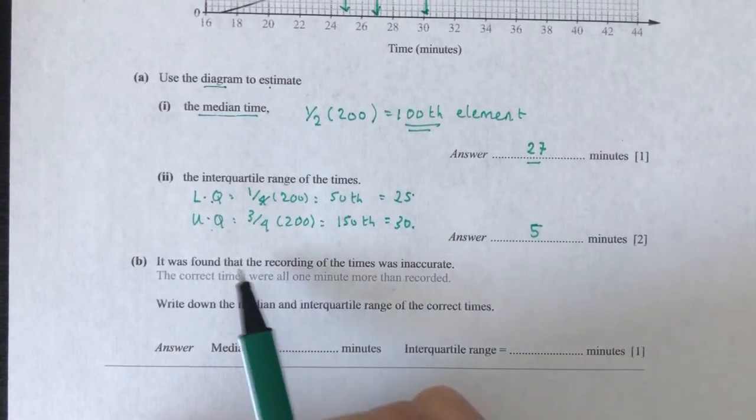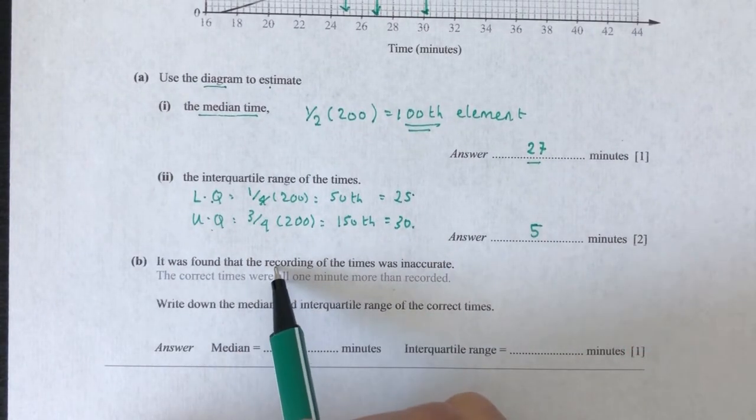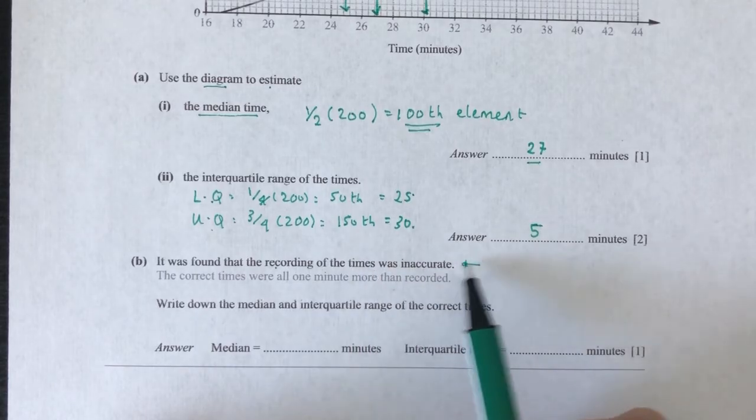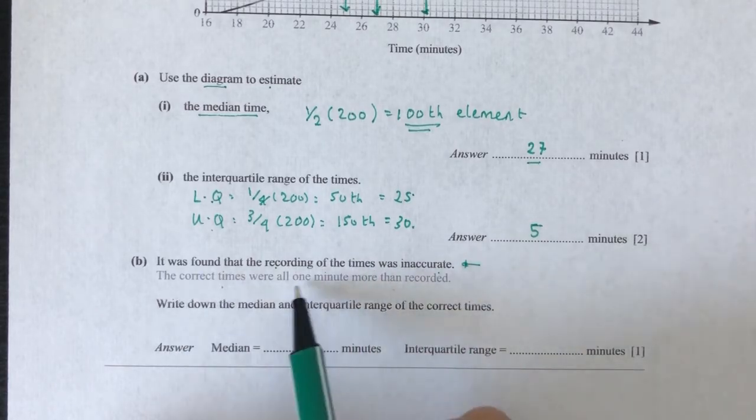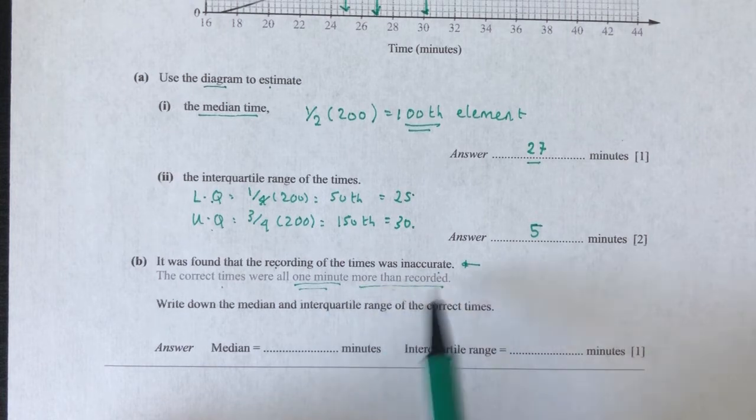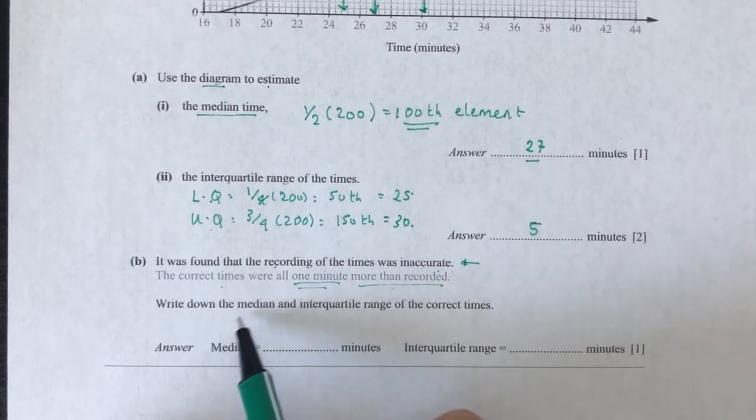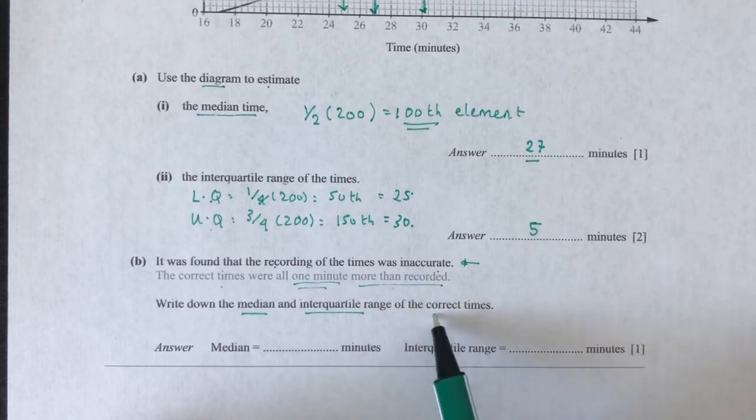It was found out that the recording of the times were inaccurate, so it was wrong. The correct times were all 1 minute more than recorded, so everything has to be increased by 1 minute. Write down the median time and the range of the times.